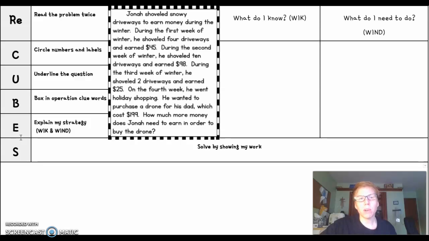Jonah shoveled snowy driveways to earn money during the winter. During the first week of winter, he shoveled 4 driveways and earned $45. During the second week of winter, he shoveled 10 driveways and earned $98. During the third week of winter, he shoveled 2 driveways and earned $25. On the fourth week, he went holiday shopping. He wanted to purchase a drone for his dad, which cost $199. How much more money does Jonah need to earn in order to buy the drone?